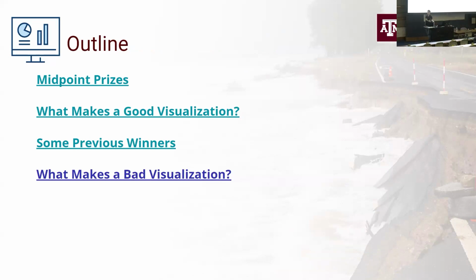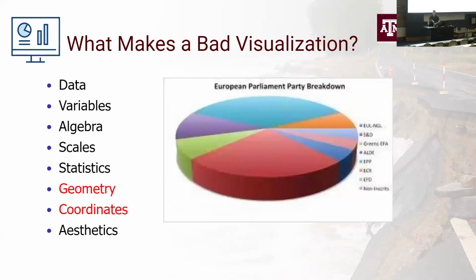So what makes a good visualization? Well, it might be helpful to talk about the other side of that coin, right? What makes a bad visualization? Again, I'm not trying to be pejorative. It's not a moralistic statement, good, bad. It just means things that are violating this grammar in some fundamental way. So I'm going to try and highlight some of the aspects of this rubric that are associated with badness in this case.